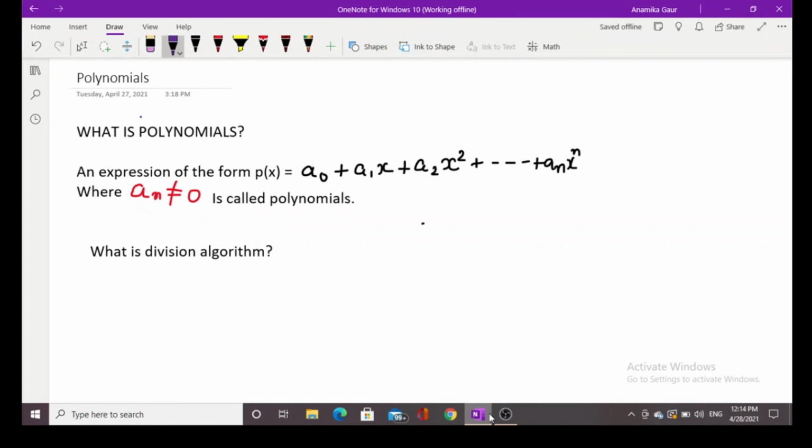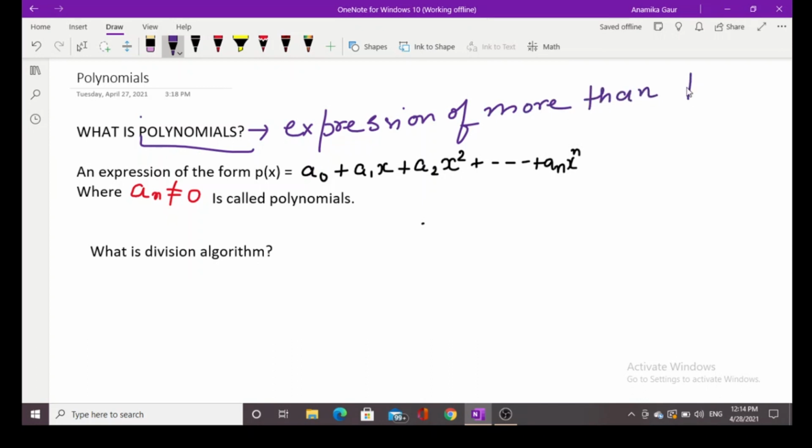Hello everyone, the topic for today's discussion is polynomial. So if we talk about polynomial, a polynomial is an expression of more than two terms, more than two algebraic terms, we can say.